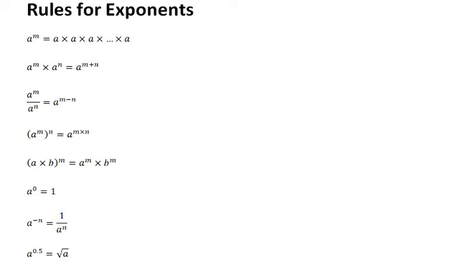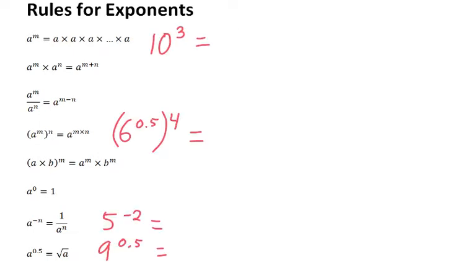Here are some rules for exponents. I'm going to show you a couple problems that show you how to use them. First of all, we have 10 to the third, or we call it 10 cubed, and that means that you multiply 10 by itself 3 times. And if you do that, you get 1,000.